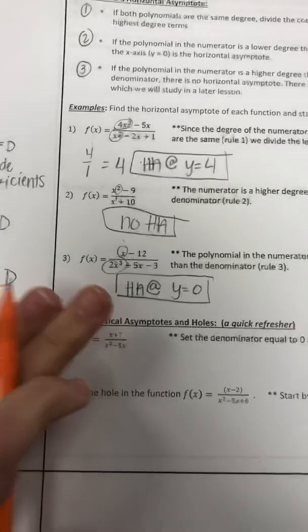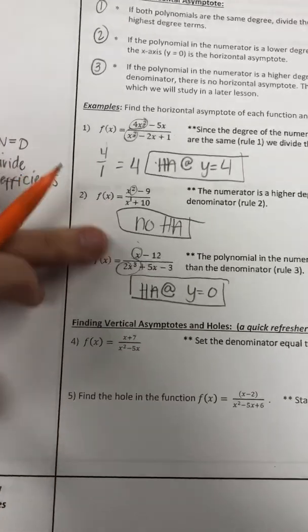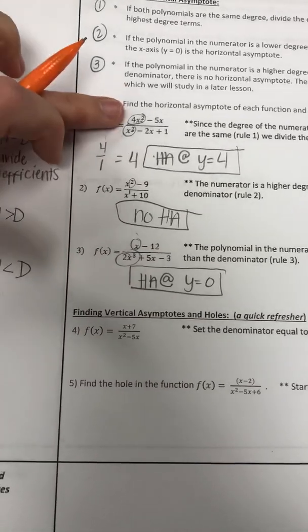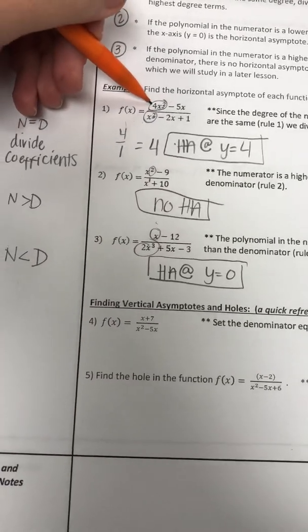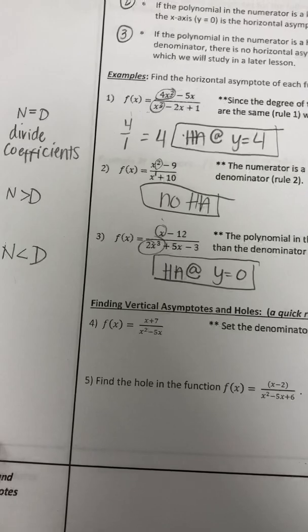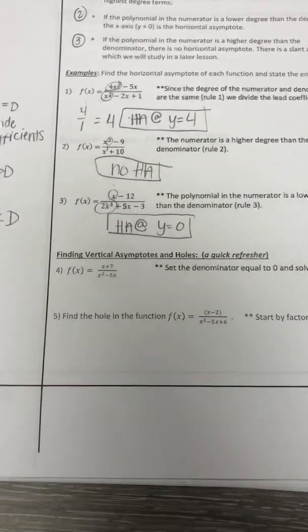All right, so those are your 3 cases. You're either gonna have none or 0, and then if they're equal, then you take the coefficient of the top and you put it over the coefficient of the bottom. All right, we will see that again and we'll go over it again.